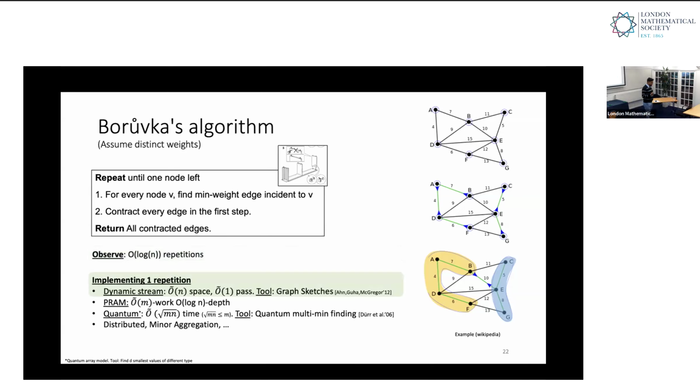And now, this Borůvka's algorithm is surprisingly versatile. If you look at the dynamic streaming literature, the best algorithm to find the MST is essentially an implementation of Borůvka's algorithm. It uses some nice tricks called graph sketches, but nonetheless, that's the algorithm. In PRAM, in quantum, and all of them, the best possible algorithm is Borůvka's algorithm. So I can think of it as an instruction manual. And how you find that minimum edge is why you need the tool set from different models.